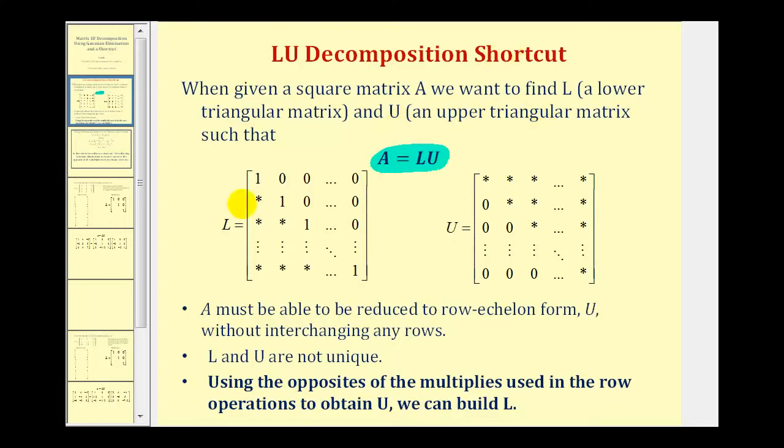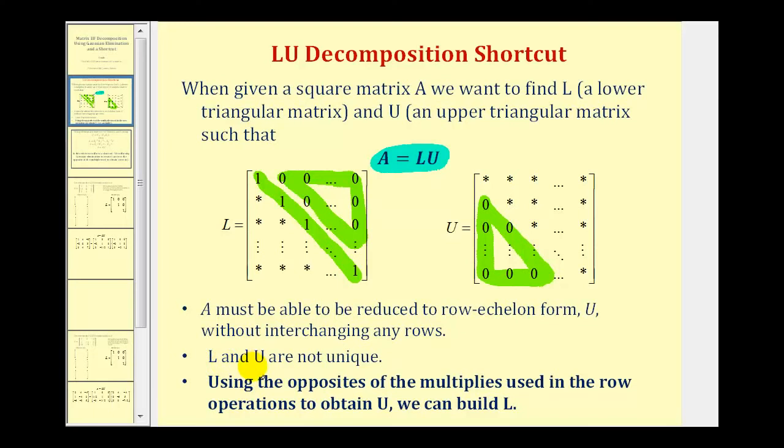For the shortcut method, our lower triangular matrix L will have a main diagonal consisting of 1s, and all elements above the main diagonal must be 0. For the upper triangular matrix, all the elements below the main diagonal must be 0. Notice for the upper triangular matrix, the main diagonal does not have to consist of 1s. In order for this decomposition to be possible, matrix A must be able to be reduced to row echelon form, which would be matrix U, without interchanging any rows.